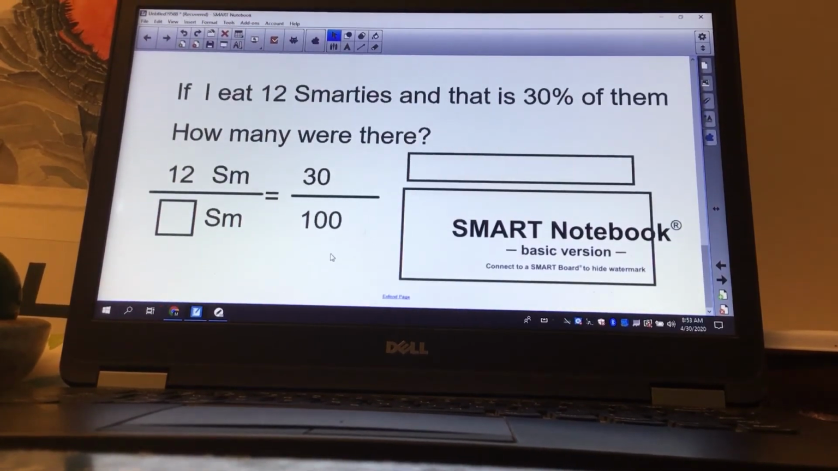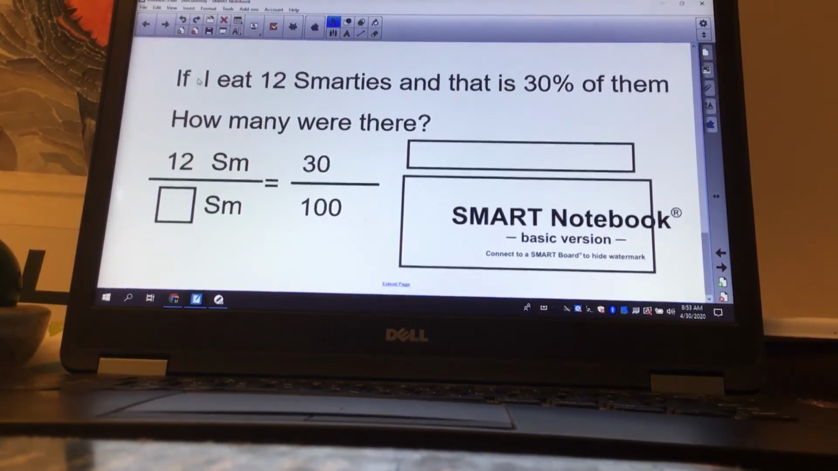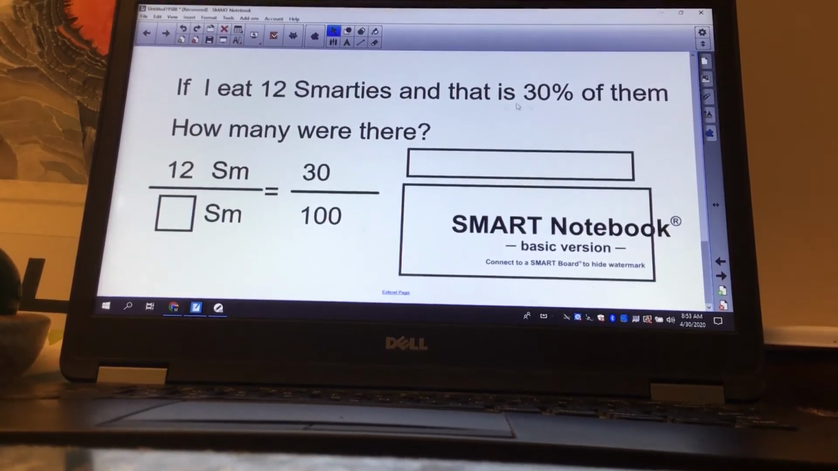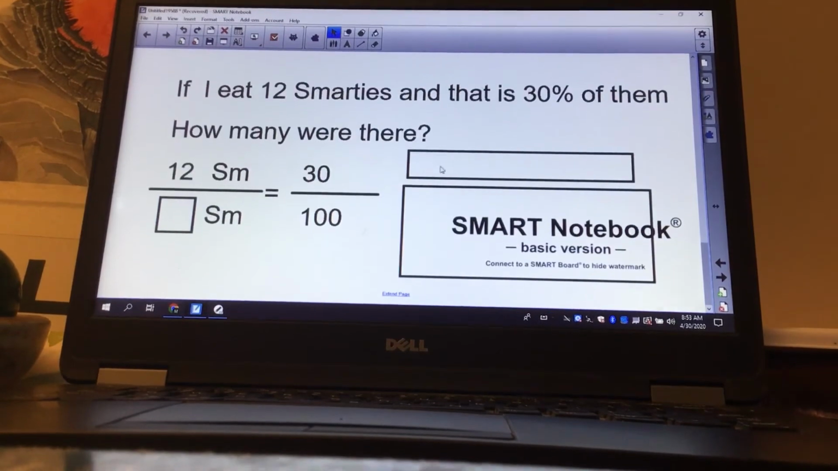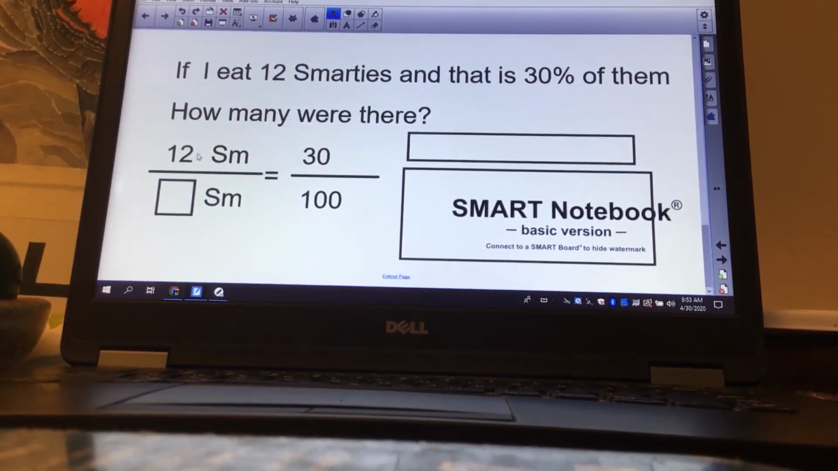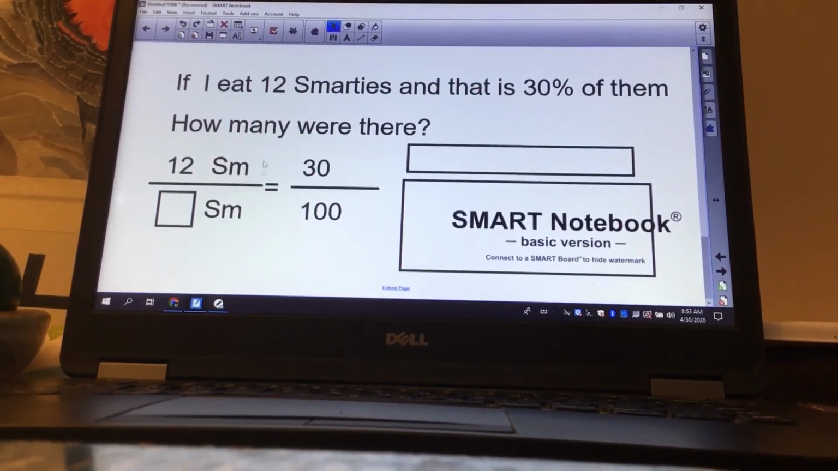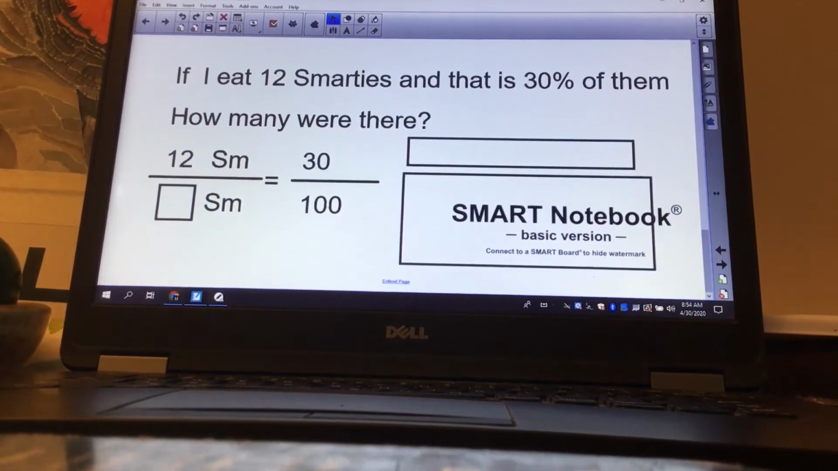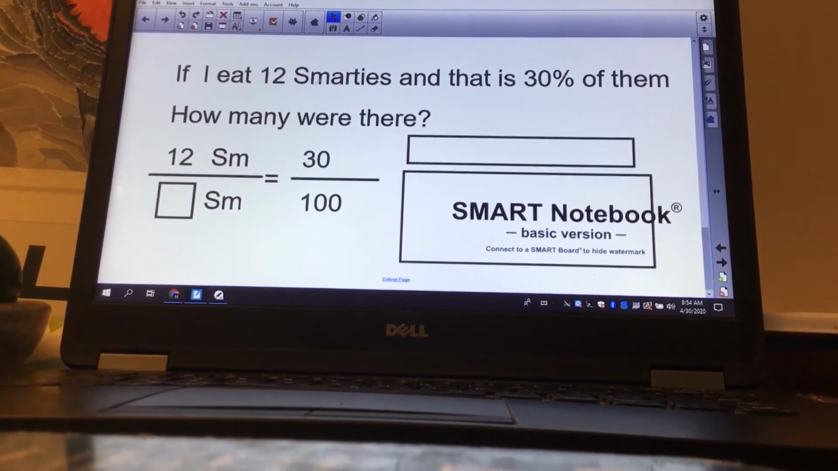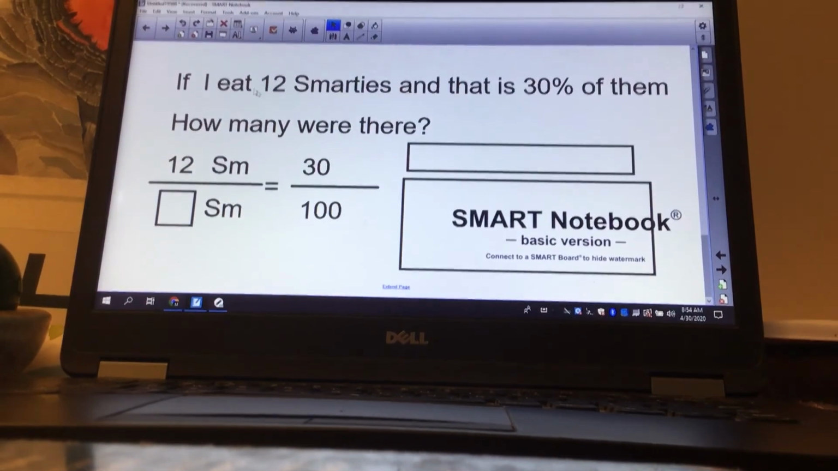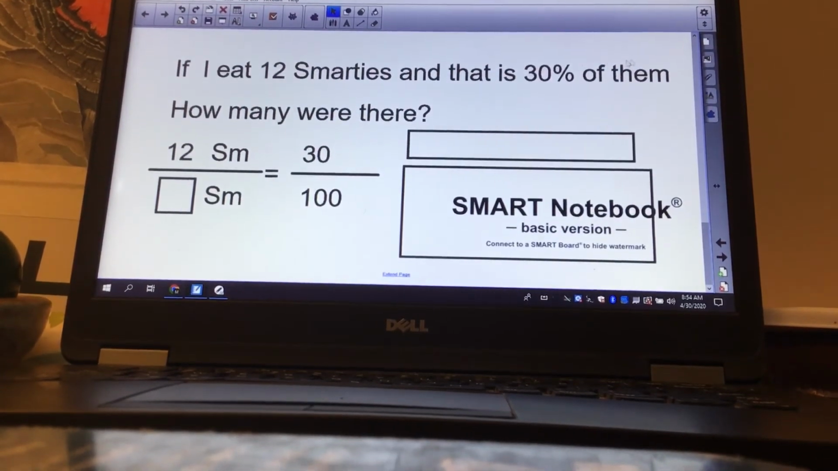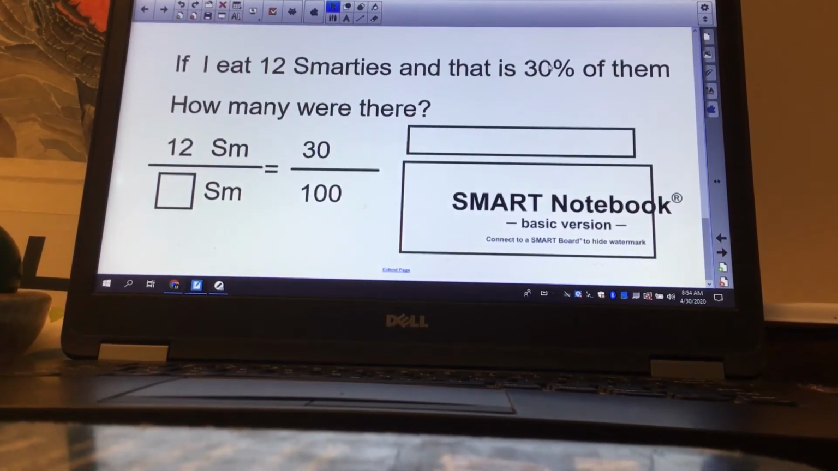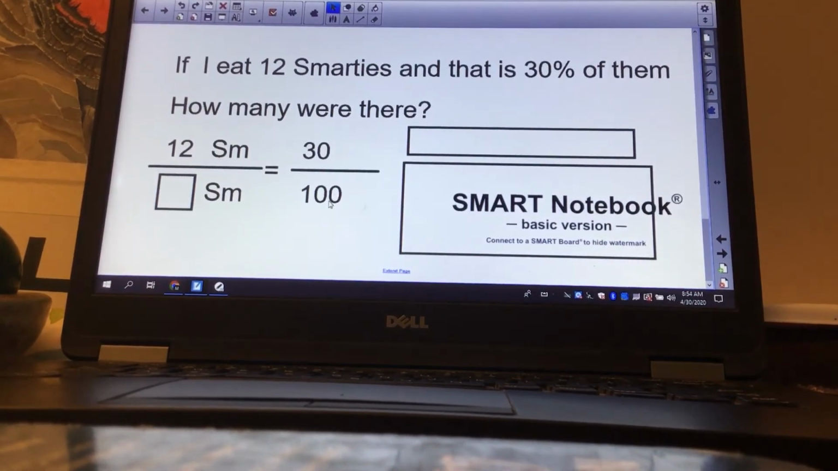So let's get into a word problem. You might want to pause it and give it a try. I have 12 Smarties and that's 30% of them. How many were there? So I can write it out as a percentage problem. It looks like a rate thing. Smarties on the left, percentage on the right. So just remember, you have your 3 pieces of information. I've got my 12. I've got my 30%. That's actually 2 pieces of information because 30% is 30 over 100.